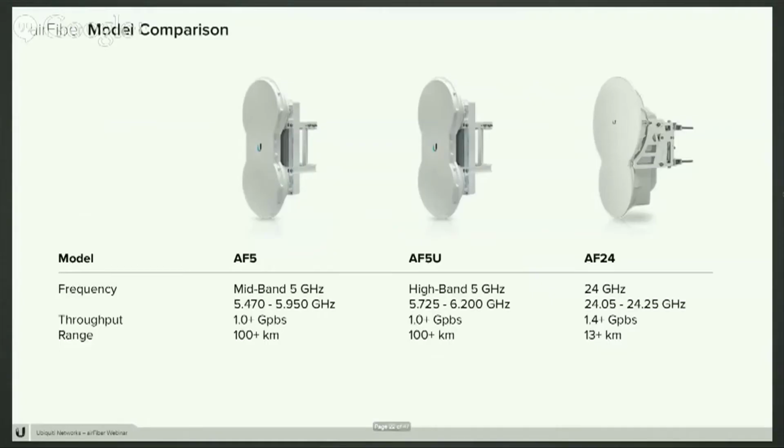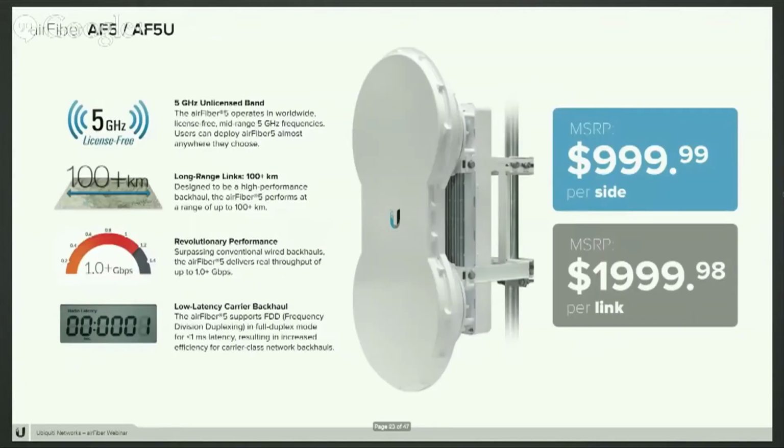So right now we're going to take a look at what we currently offer on the AirFiber platform. We have two flavors of AirFiber 5 and one version of AirFiber 24. With AirFiber 5, we have AirFiber 5 and AirFiber 5U, and both operate in the 5 gigahertz band. As Chuck mentioned earlier, the AF5 operates in the mid-range of the 5 gigahertz frequency, and the AF5U operates in the upper part of the 5 gigahertz frequency. Both of them can reach out to over 100 kilometers. Both can push up to 1 gigabit per second, and both feature less than 1 millisecond latency. You can get it for $999 per side or less than $2,000 per link.